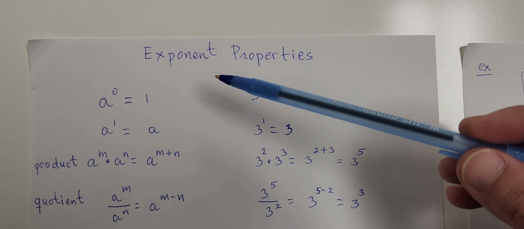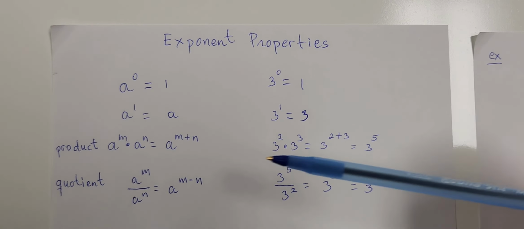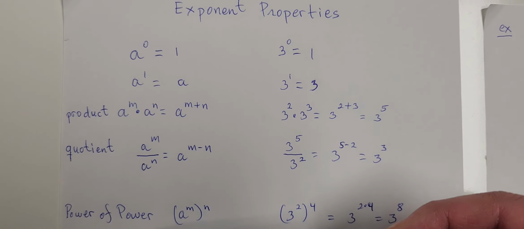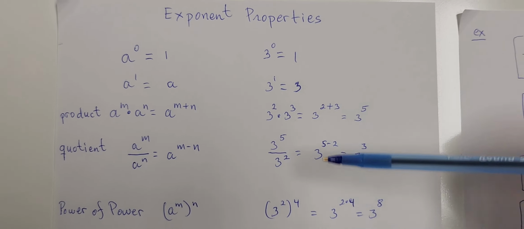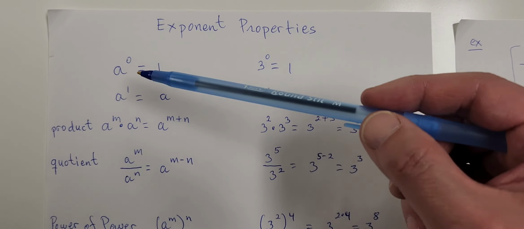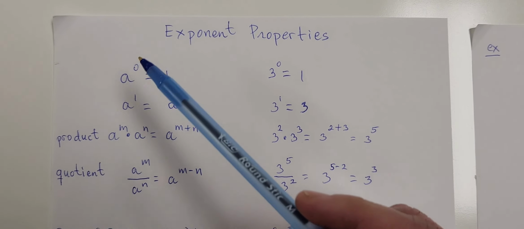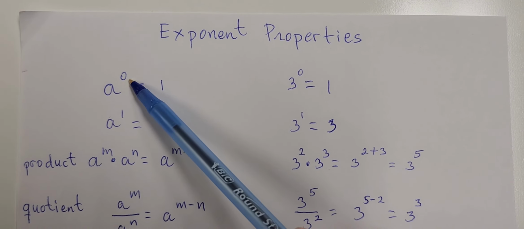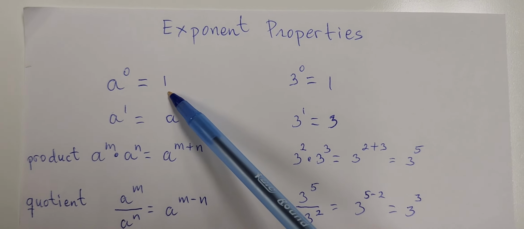This lesson is on exponent property. On the left will be a list of properties, and then on the right is the example for its property. So the first property is zero power. Zero power will give me 1.